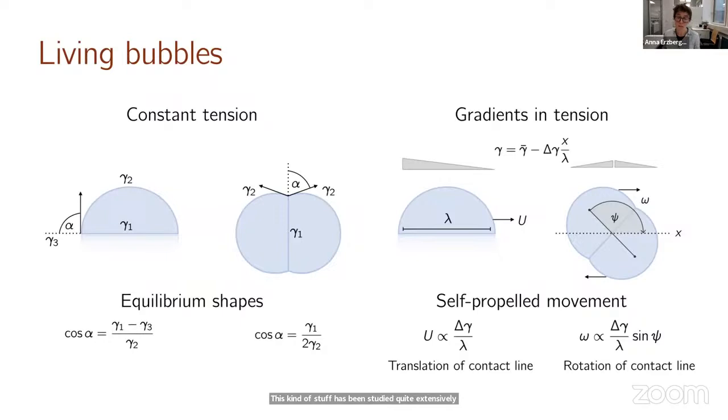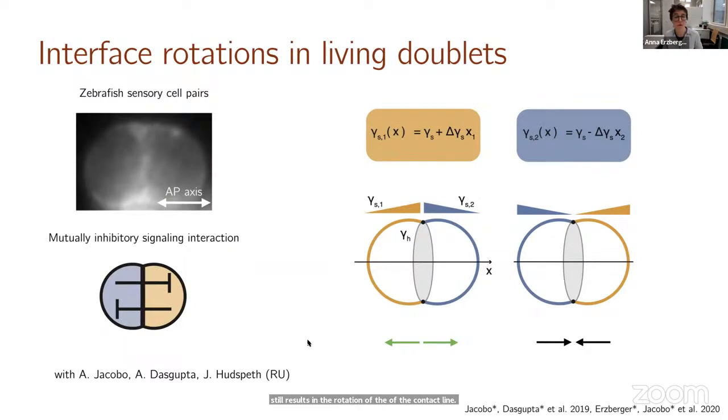And so for the next part of my talk, I would like to talk about a slightly different situation in which we actually have two droplets with gradients coupled to each other with opposite gradients. And then we will see what happens. I give it away right away: the work that these gradients do results in the rotation of the contact line. And this is work that I did while I was still a postdoc in New York.